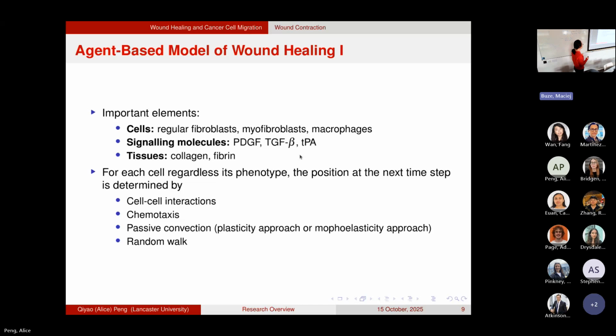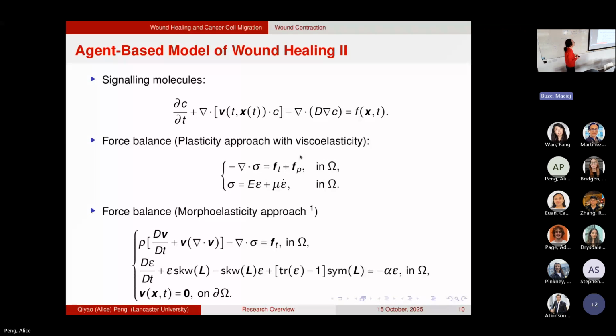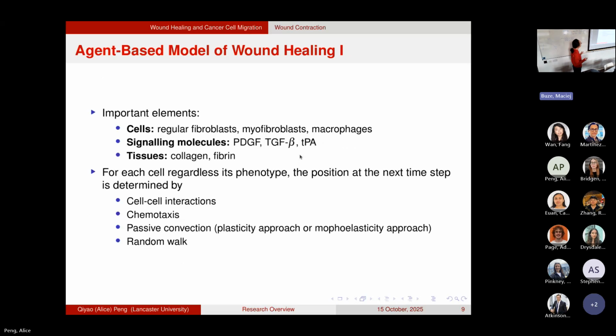And then for this part, we use two different approaches. One is called the plasticity approach, which is more phenomenological. And the other one is called the morphoelasticity approach, which is widely used in mechanics if you want to describe the deformation or stretching of certain shapes. And then, of course, we also have the random walk here. For the signaling molecules, we model them with the advection-diffusion equation with different types of reaction terms. It depends on what kind of signaling molecules you are looking at. And then for the force balance part, it's the passive convection here.